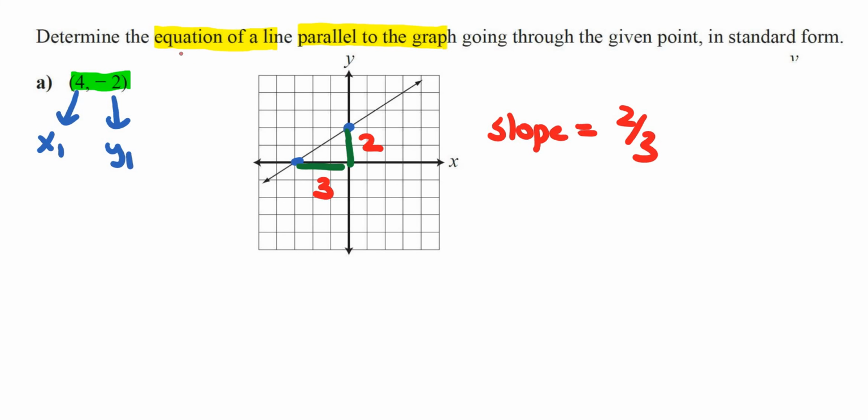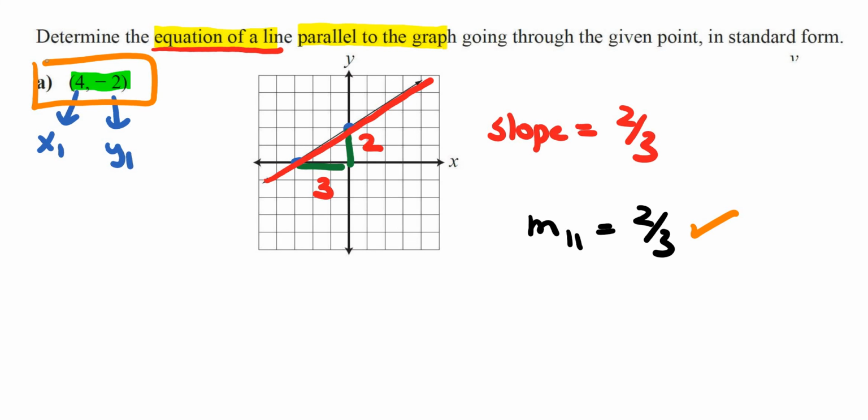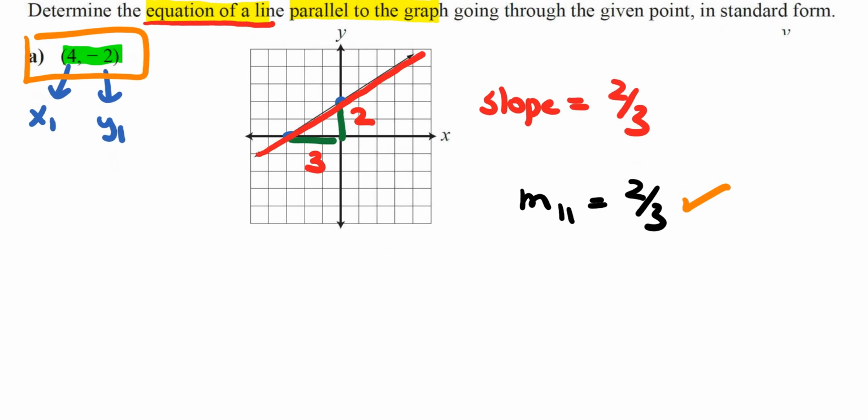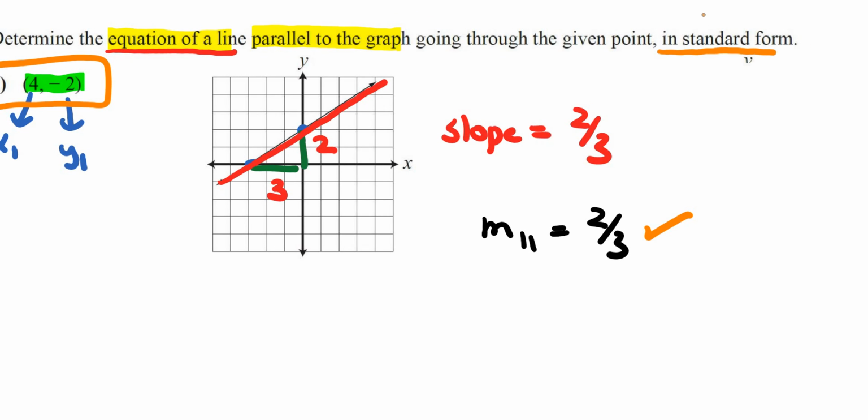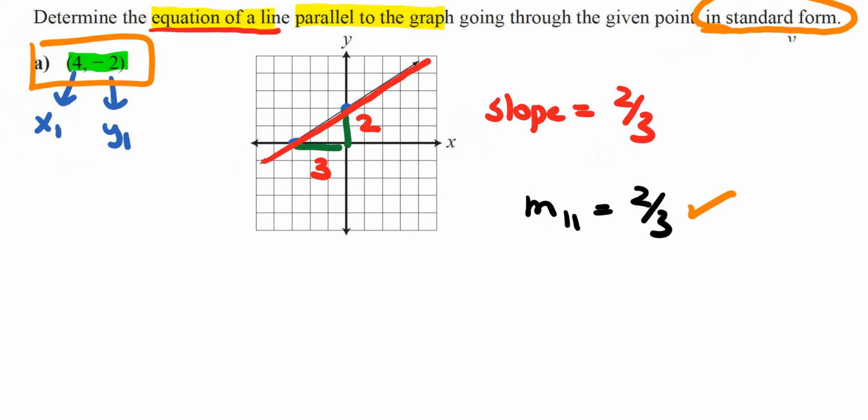All right, so I want to determine the equation of a line that's parallel to this line. In order to do that, we know that the slope that's parallel to that is going to be the same thing, which is 2/3, right? So our goal is to find the equation of a line with a slope of 2/3, and it goes through this particular point, which is (4, -2). All right, and we also have to write this in standard form. So, very similar problem.